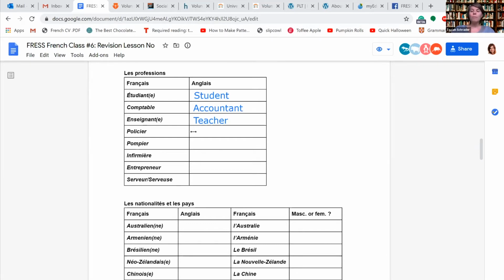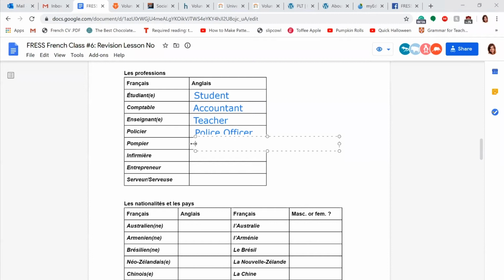Then you have, this one might be a bit easy to tell. Does anybody have an idea for this one? Police. Police officer. Police officer, exactly. So police officer, policeman, policewoman. Does anybody know this one? Pompier. No? It's firefighter.